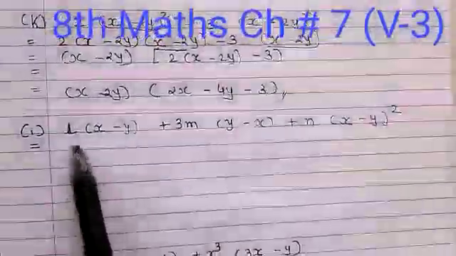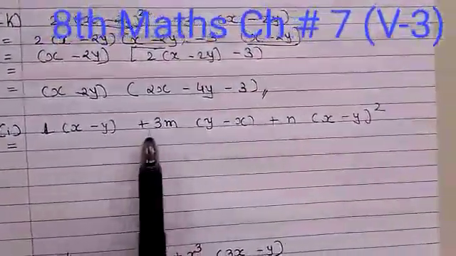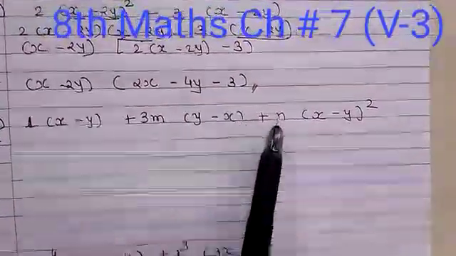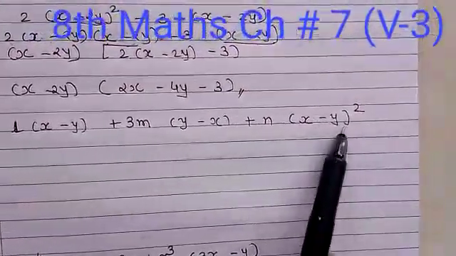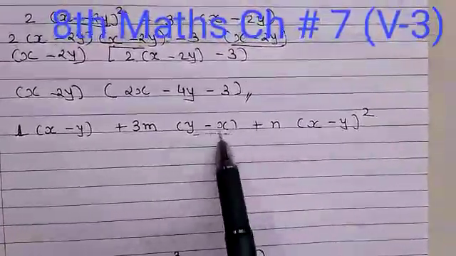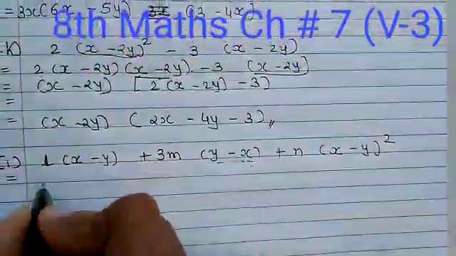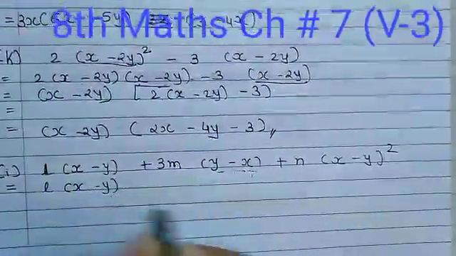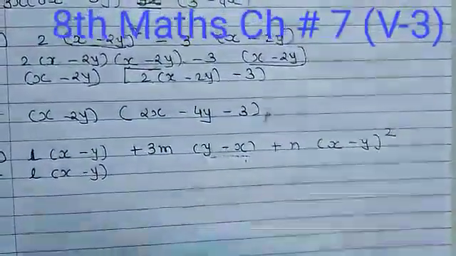Now student, next term L into x minus y plus 3m into y minus x plus n into x minus y square. Now student, here the terms are not properly arranged. So what can we do? We can take out minus as a common.